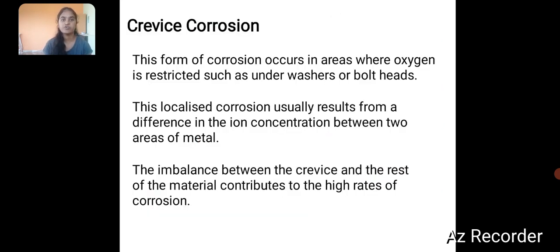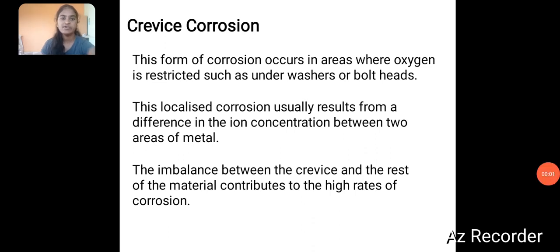Crevice corrosion. This form of corrosion occurs in areas where oxygen is restricted, such as under washers or bolt heads. This localized corrosion usually results from a difference in ion concentration between two areas of metal. The imbalance between the crevice and the rest of the material contributes to the high rates of corrosion.